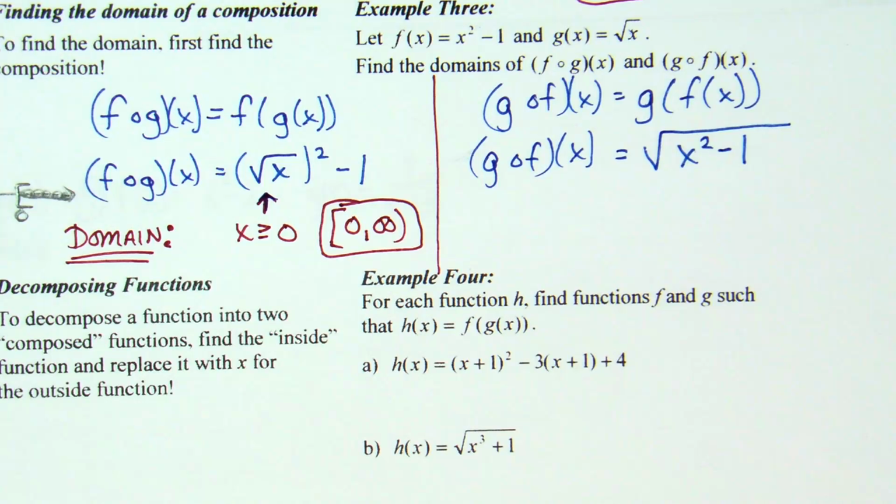Now, again, this is where, well, first of all, realize you can't simplify that. Okay? You cannot take a square root of a sum or a difference. You can take a square root of x squared, you can take a square root of 1, but we can't do a square root of x squared minus 1.